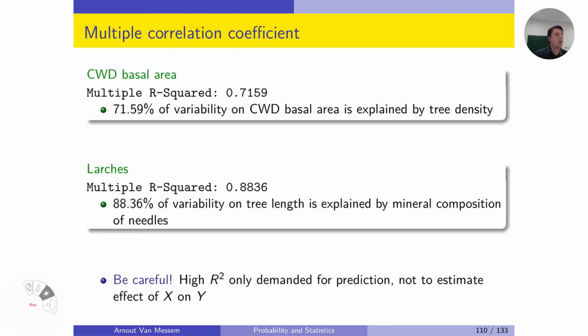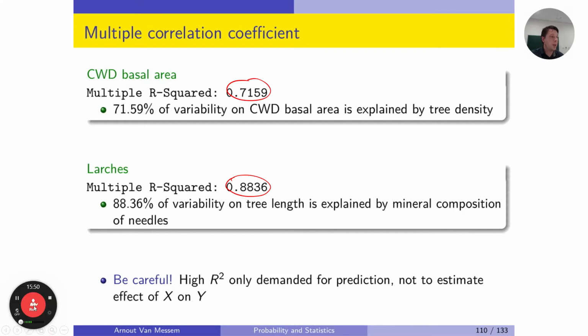If we then look at both of our examples, we find a multiple R squared value in the output. For the basal area as a function of the tree density, we have a multiple R squared of 71.59%. So it means that 71.5% of the variability of the basal area is explained by the tree density, so by the model. In the other example, in the multiple linear regression, we have 88.36%. So 88.36% of the variability of the average tree length is explained by its mineral composition.